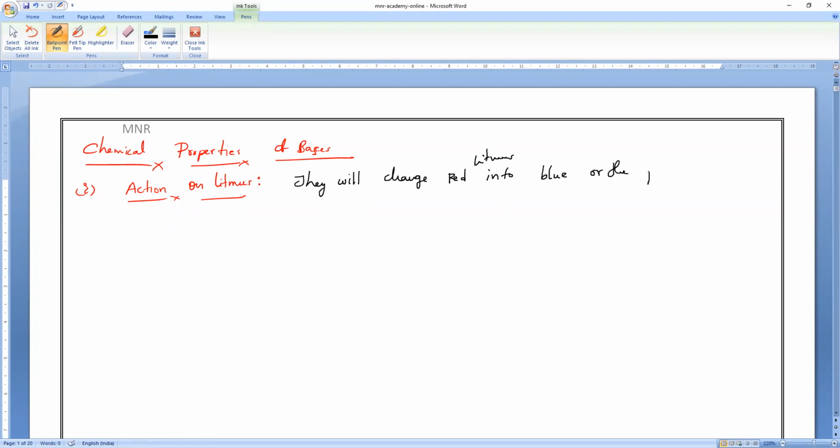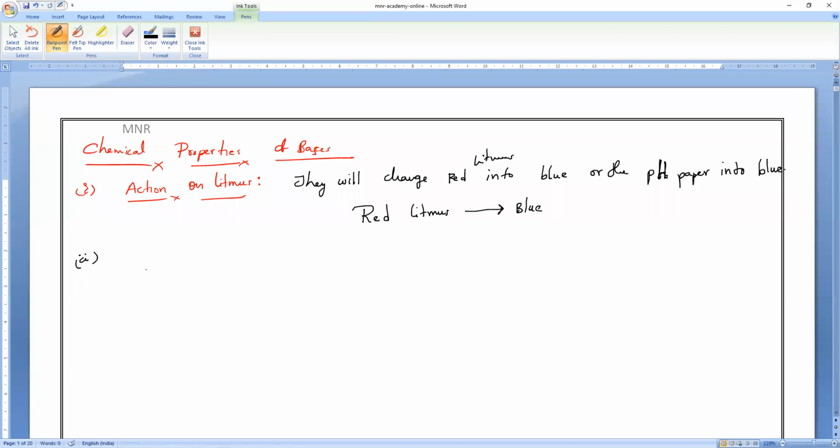Or the pH paper, if you have taken, into blue color. So that is what we call action on litmus. Simply you can remember: bases will change the red litmus into blue color. So that is what you have to remember.